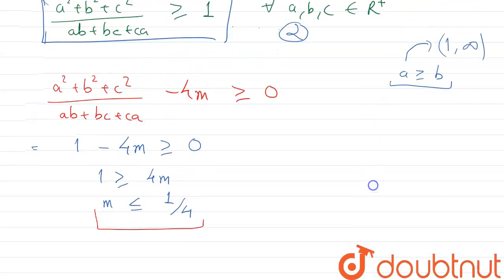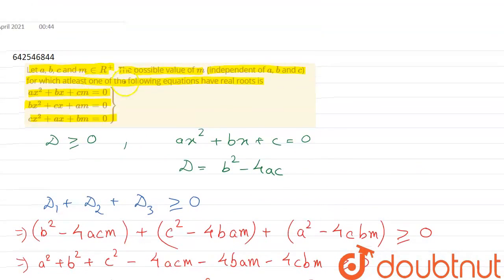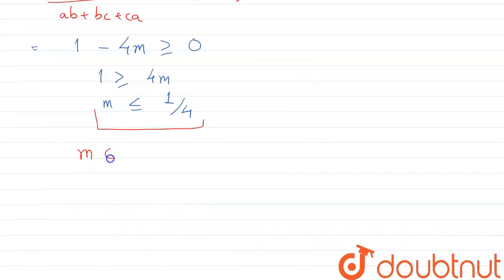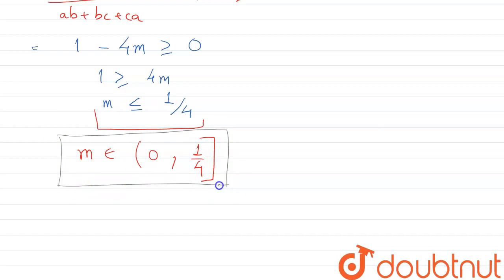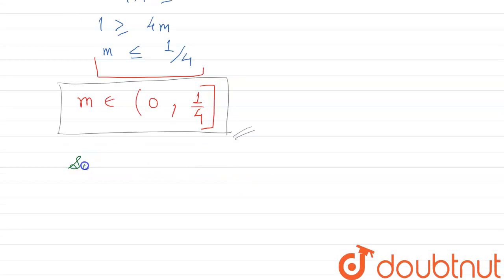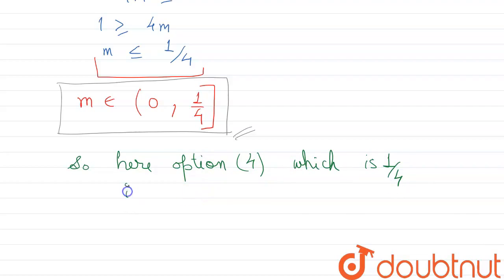But it is given in the question that m belongs to R positive, that is, positive real numbers. That means m belongs to 0 to 1 by 4, fine. Here 1 by 4 will be included. Why? Because there is an equality sign over here, right? So this is our answer, fine. So option 4, which is 1 by 4, is correct, fine.